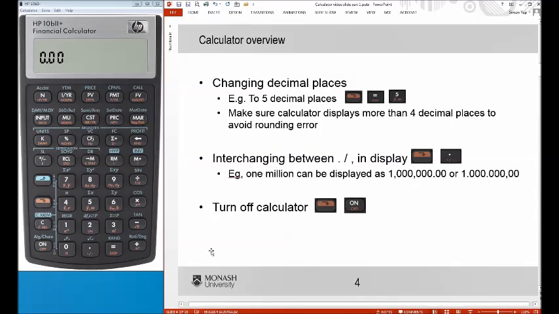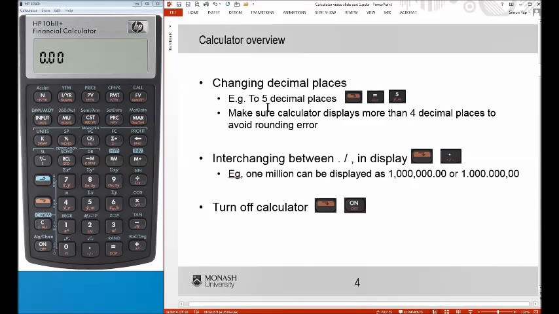Changing decimal places. The current display on my calculator here shows 2 decimal places. It means that whatever calculation is performed using this calculator, it will automatically round the answer to 2 decimal points for you, which may be carried forward to the next calculation. So to avoid rounding issues, I strongly suggest you change it to at least 4 or 5 decimal places.